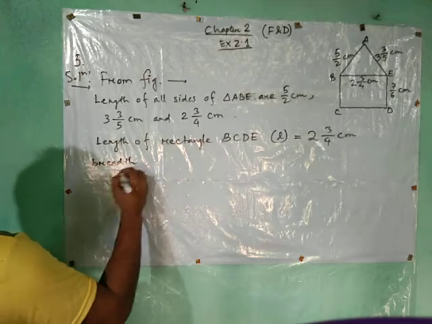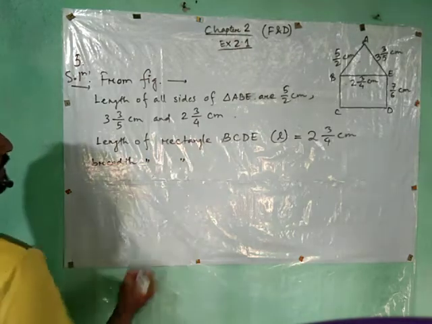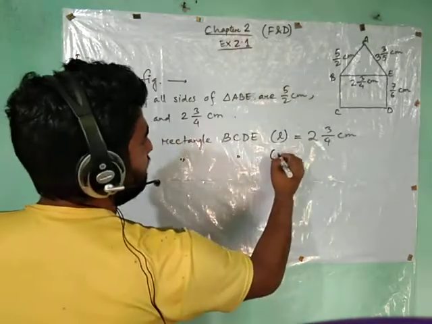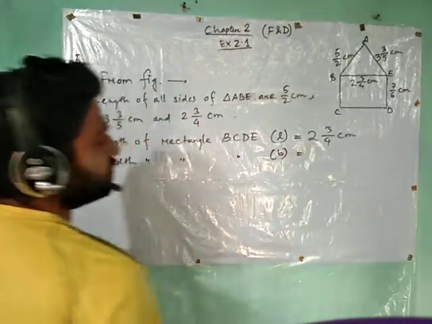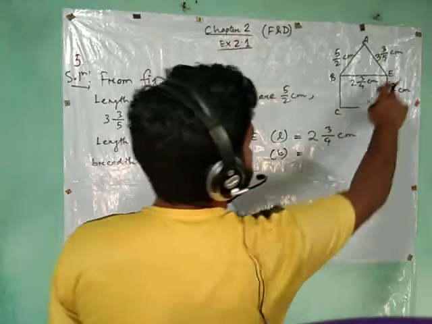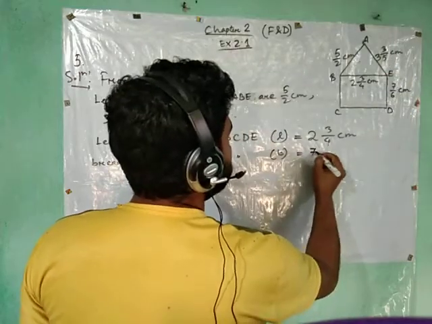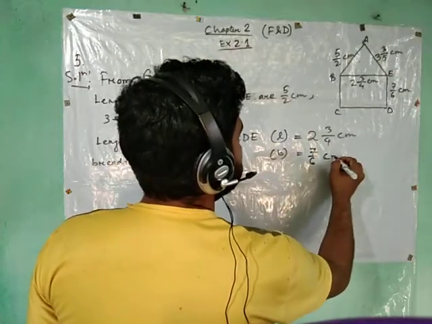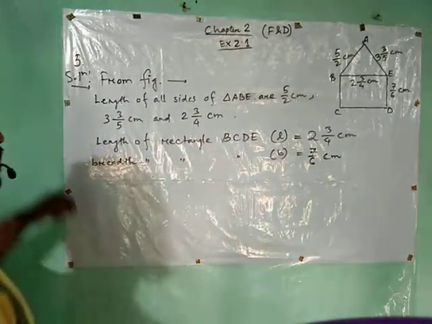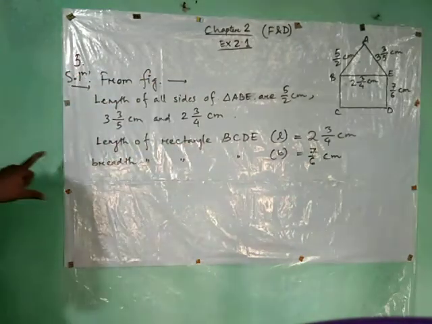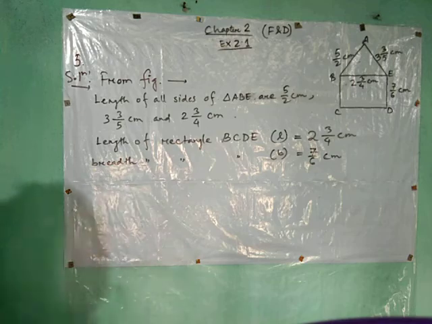And what is another thing given? From the figure we get the breadth of the rectangle BCDE, and that will be denoted by small letter b. This one will be the breadth, and this length is given already, 7 divided by 6 centimeter. So all the given things I have put here.